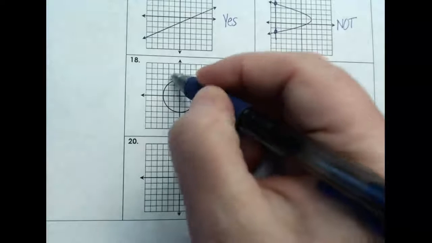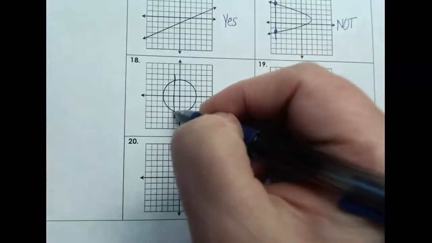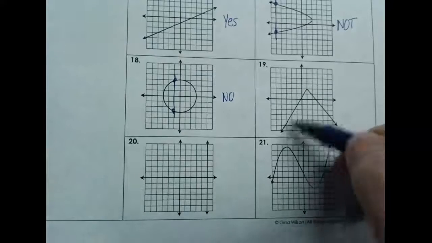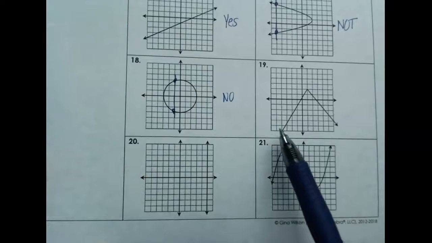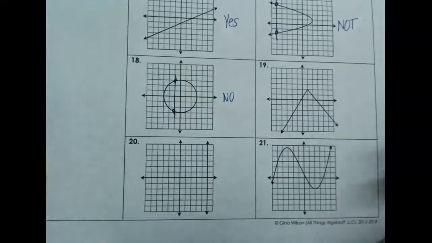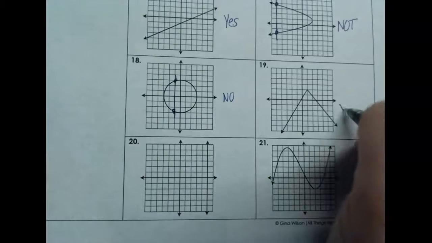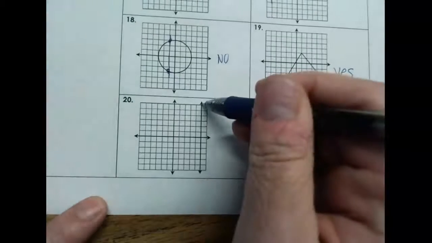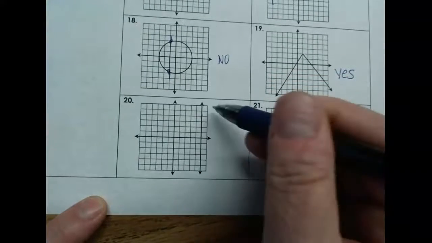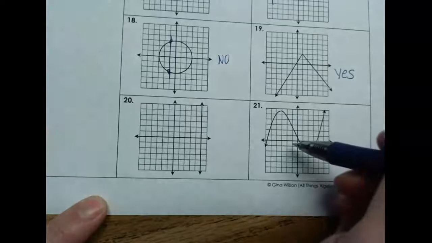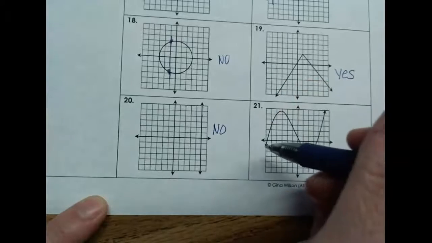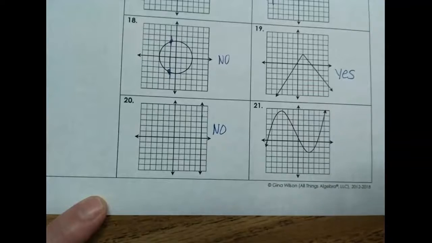So in 18, I already gave you an example of this. If you draw a vertical line, it hits the graph more than once, so this is not a function. This graph, as I go across, I'm never going to hit the graph more than one time at a time, so yes, this is a function. Number 20, here's my line. It's a vertical line. All those x values are the same. So this is not a function. Even though lines can be functions and usually are a function, this is not a function.